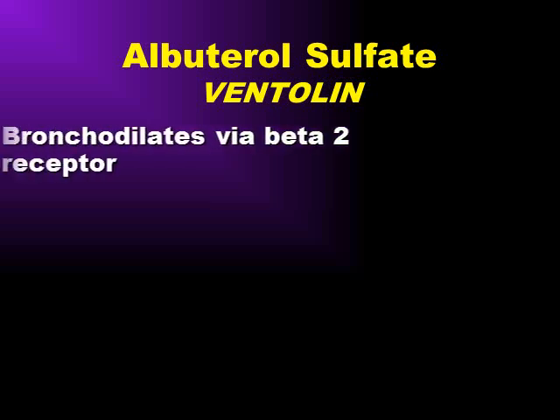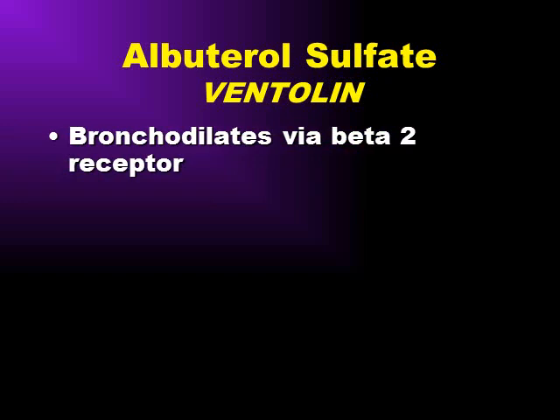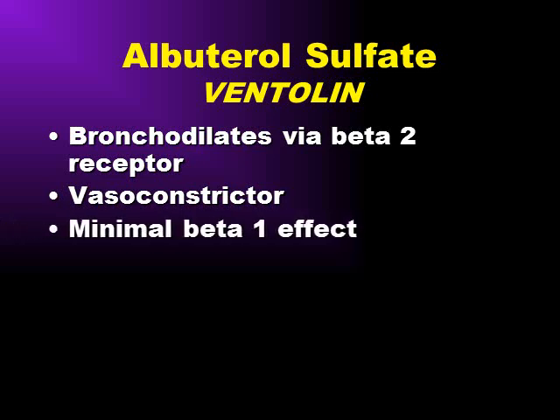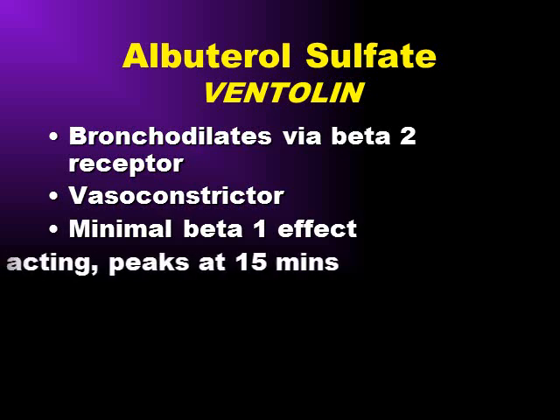Albuterol, also known as Ventolin, is a beta-2 agonist. It works by affecting receptors in the lungs that are part of the sympathetic nervous system. It also has a slight vasoconstriction effect, although this is pretty minimal. And it also has a slight beta 1 effect. The difference between beta 1 and beta 2 is beta 1 is affecting the heart. Beta 2 is affecting the two lungs.